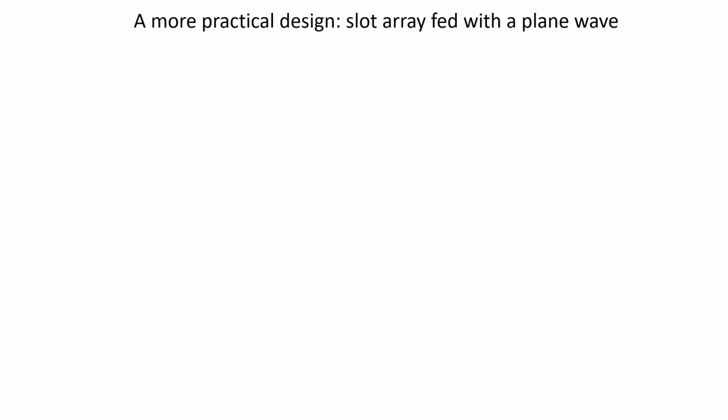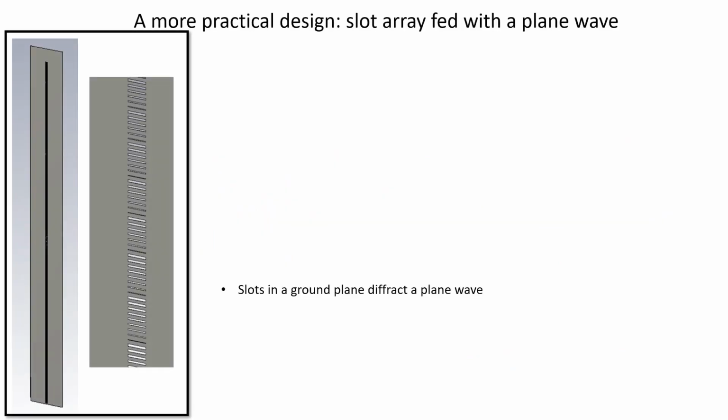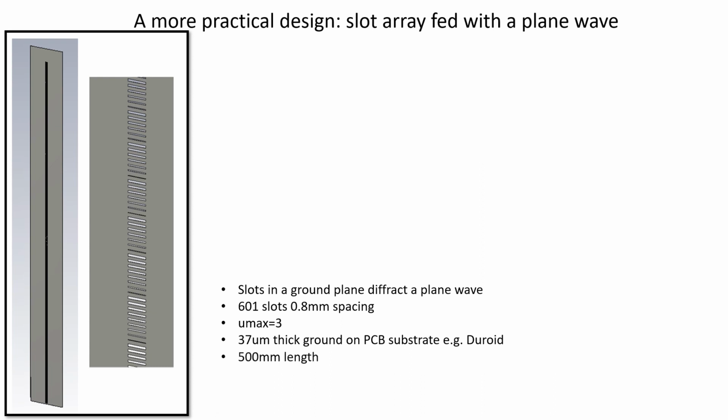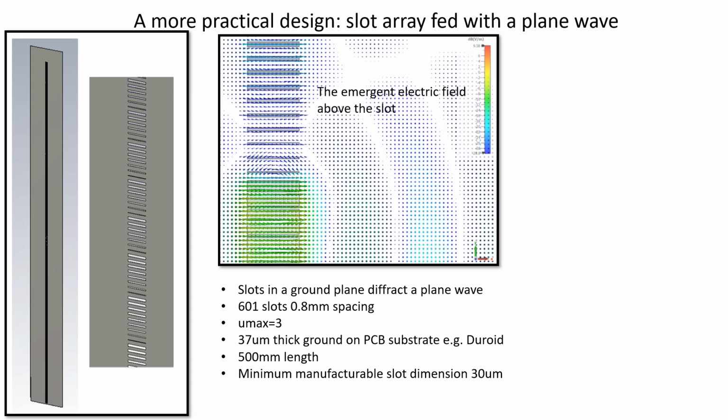A more practical design: slots in the ground plane diffract a plane wave. 601 slots of 0.8 mm spacing. Umax is 3. 37 micron thick ground on a PCB substrate, e.g. Duroid. 500 mm length. Minimum slot dimension is 30 microns.